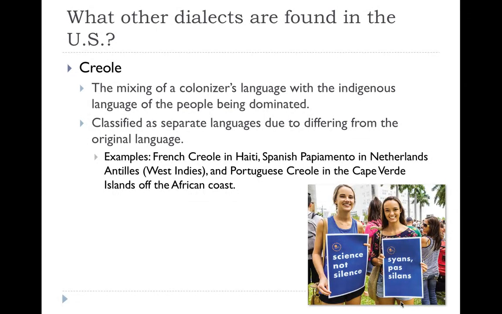Other examples, we have Spanish Papiamento in the Netherlands. We have Portuguese Creole in Cape Verde and in Africa. And so we see that this exists obviously in other places too. And again, Creole is kind of a catch-all for mixing the indigenous language of those people with the colonizer's language. All right.